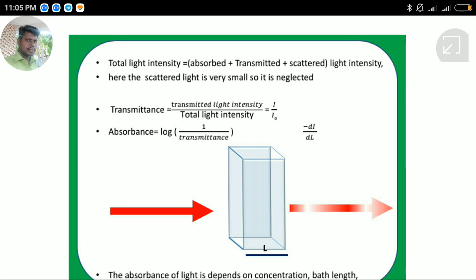We can define another term, transmittance. Transmittance is the ratio of transmitted light divided by the intensity of your initial light. We also define a new term, absorbance, which is equal to the logarithm of 1 by transmittance, or sometimes log of I0 by I.